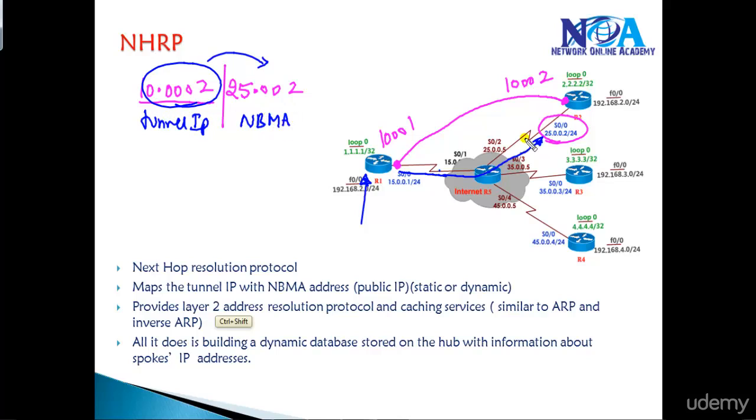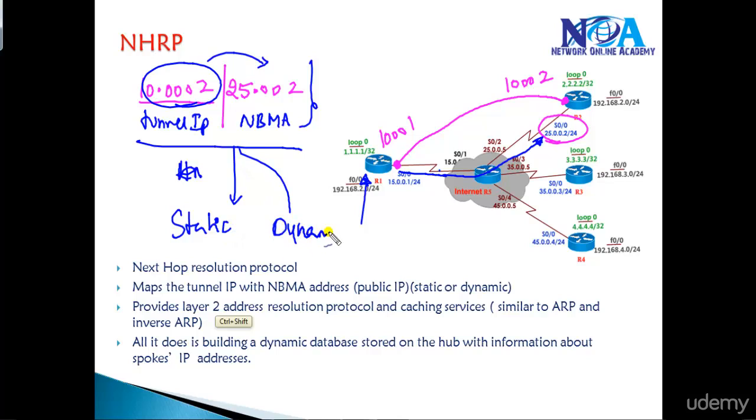The NBMA address is the actual IP address, or the tunnel destination IP address we can say. Now this mapping is maintained by your NHRP protocol. This information can either be built manually by the administrator, we can do this mapping manually, or we can allow the NHRP protocol to build this information automatically as well. So it is more similar to ARP. The main job of NHRP is to resolve the tunnel IP to NBMA address, and it maintains a database in which the NBMA address is mapped with the tunnel IP address. Based on this information only, your dynamic tunnels will be built.